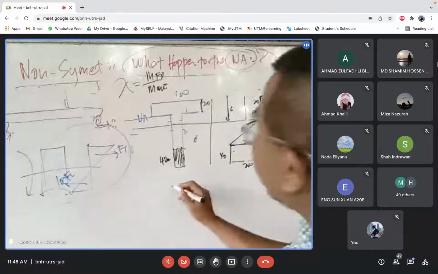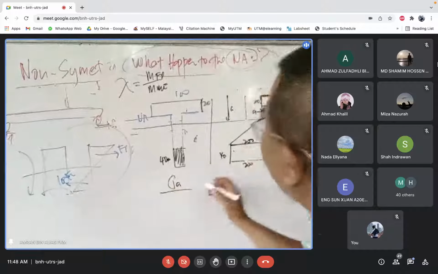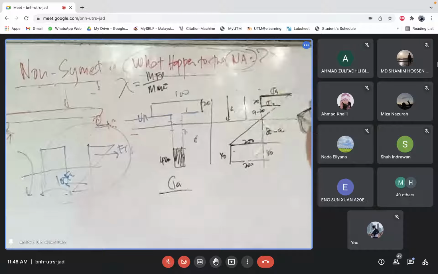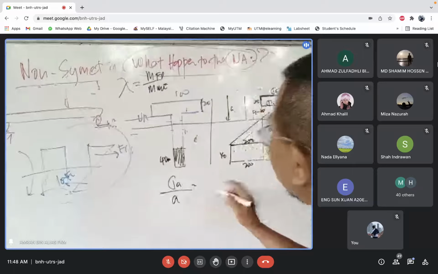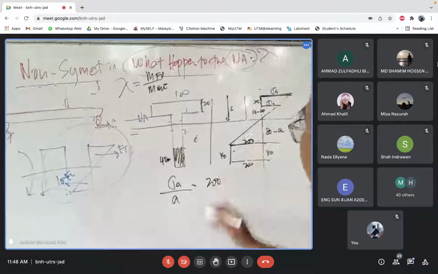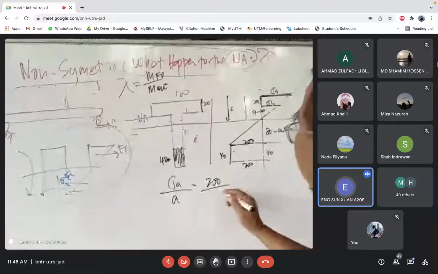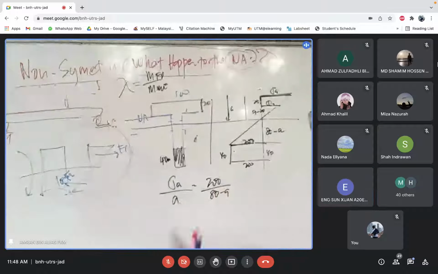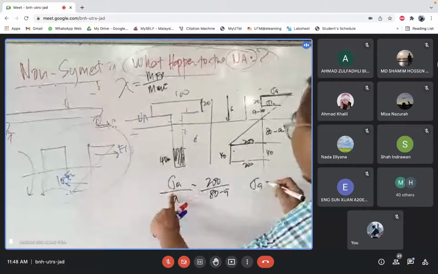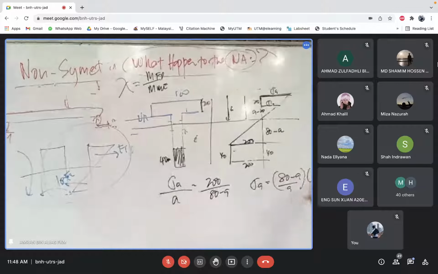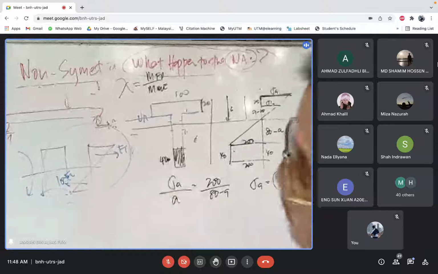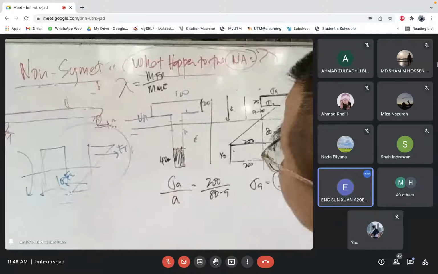So what is the relationship between sigma A, sigma B, and 200? Sigma A divided by A is equal to 200 over 80 minus A. So you can write sigma A is equal to 80 minus A divided by A times 200. All are in terms of A. Can you see that?